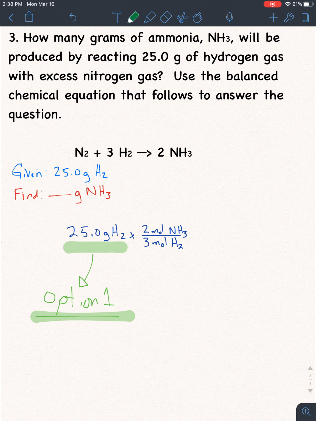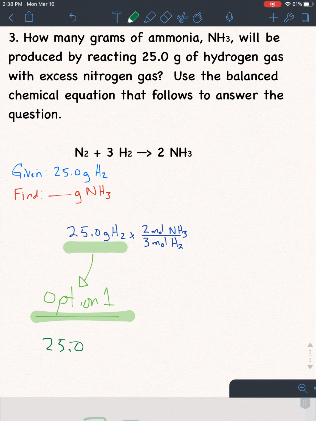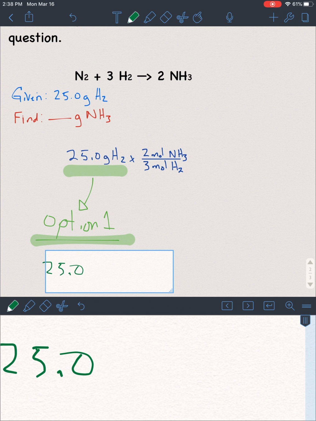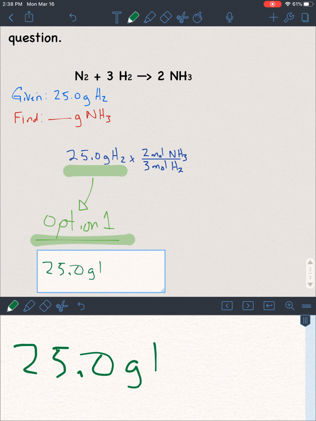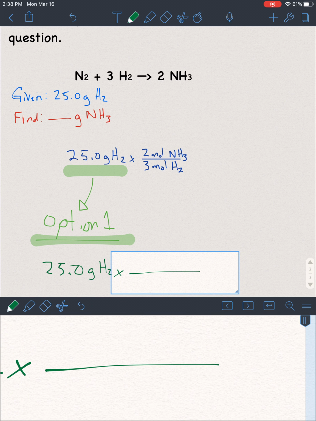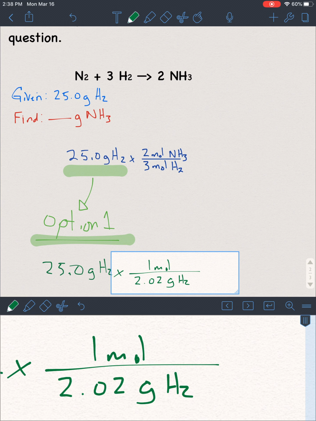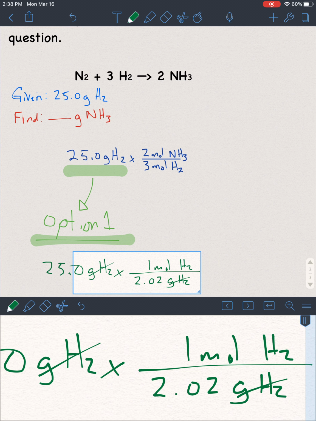Well, that's easy. I'm going to do a second set of operations here. 25.0, make it bigger so I can see it. I'm going to take 25 grams of hydrogen, H2, and multiply it by my periodic table molar mass. Going to the periodic table, I see that there are 2.02 grams of hydrogen in 1 mole of hydrogen. Again, that's changing from grams to moles. If this is confusing, go back to a previous video to see how you change grams to moles.